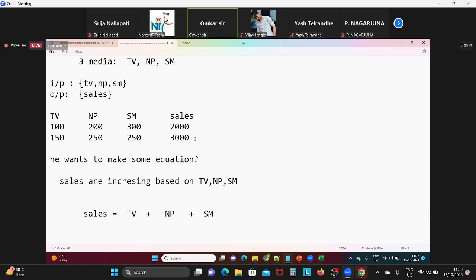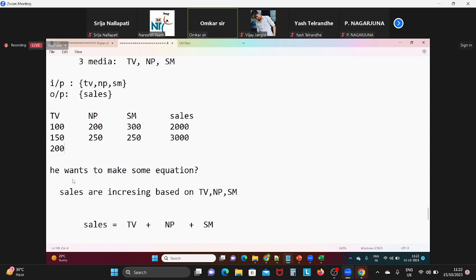Now, tomorrow, he wants to spend, suppose, 200 rupees. He wants to spend 300 rupees. He wants to spend 400 rupees. Now, his model, his equation should give the answer. And that is called a machine learning algorithm. Yes or no? Tell me. That is the idea.